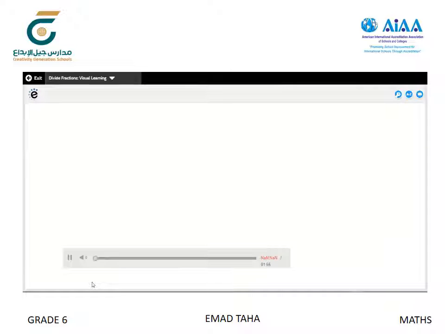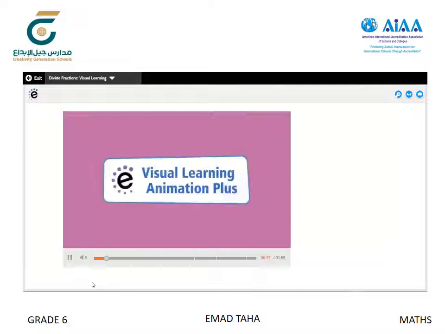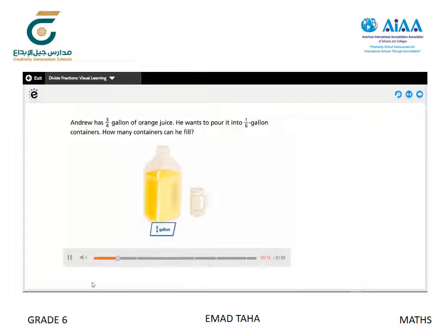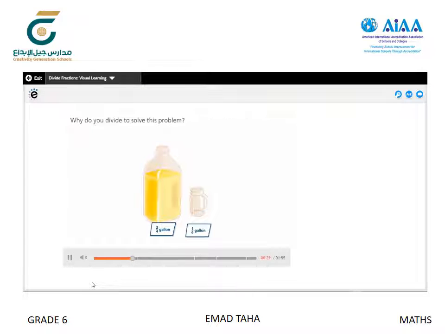How can you find the quotient of two fractions? Think about this question during the lesson. Andrew has 3/4 gallon of orange juice. He wants to pour it into 1/6 gallon containers. How many containers can he fill? Why do you divide to solve this problem?